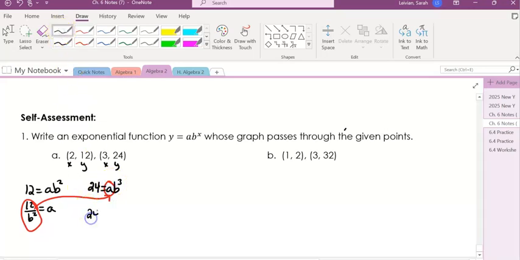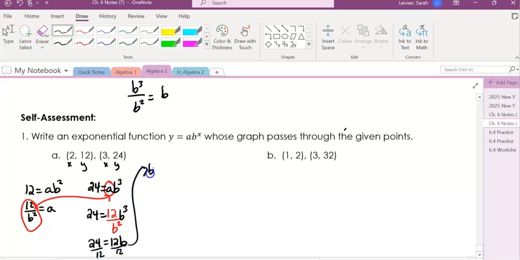So you have 24, and then instead of a, you have 12 over b squared, and then times b cubed. All right, so the b cubed over b squared is just b. Remember that when it's b cubed over b squared, you subtract the exponents and you just get b. So divide by 12. All right, and I get b equals 2.